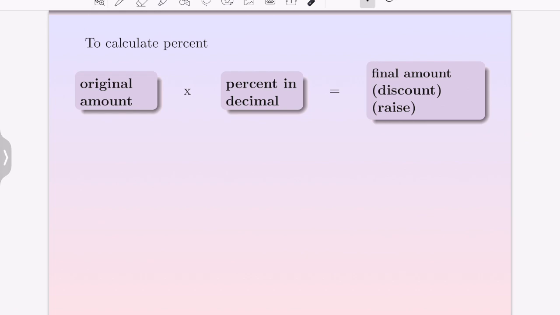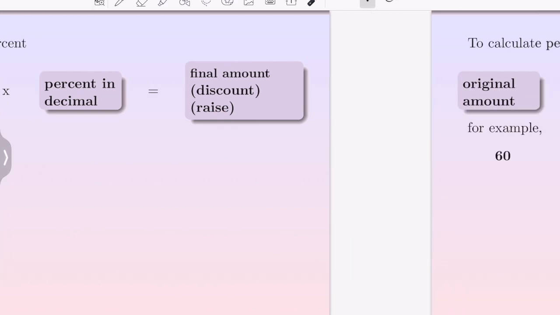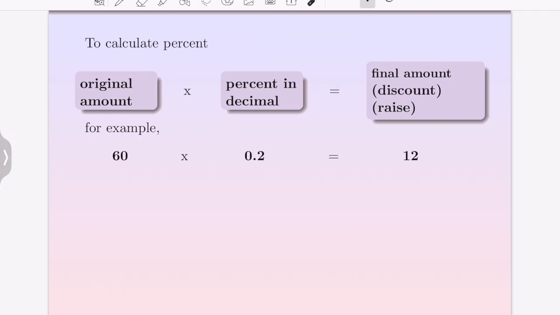So here's our equation that we will keep using. As I was saying, the original amount, in our case $60, times the percent in decimal is equal to some final amount. It might be a discount, it might be a raise, or it might be some number of people or students. For example, we had 60 times 20% equal to 12.